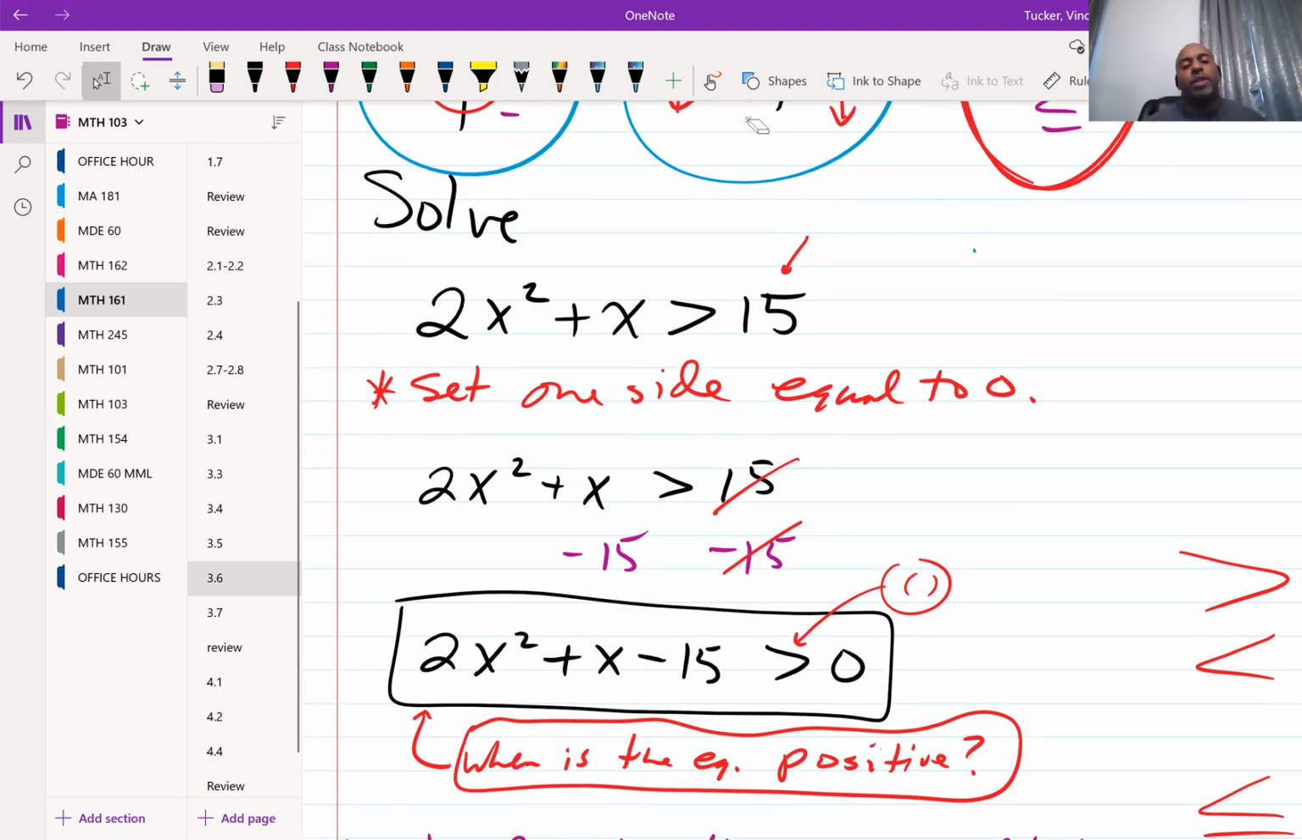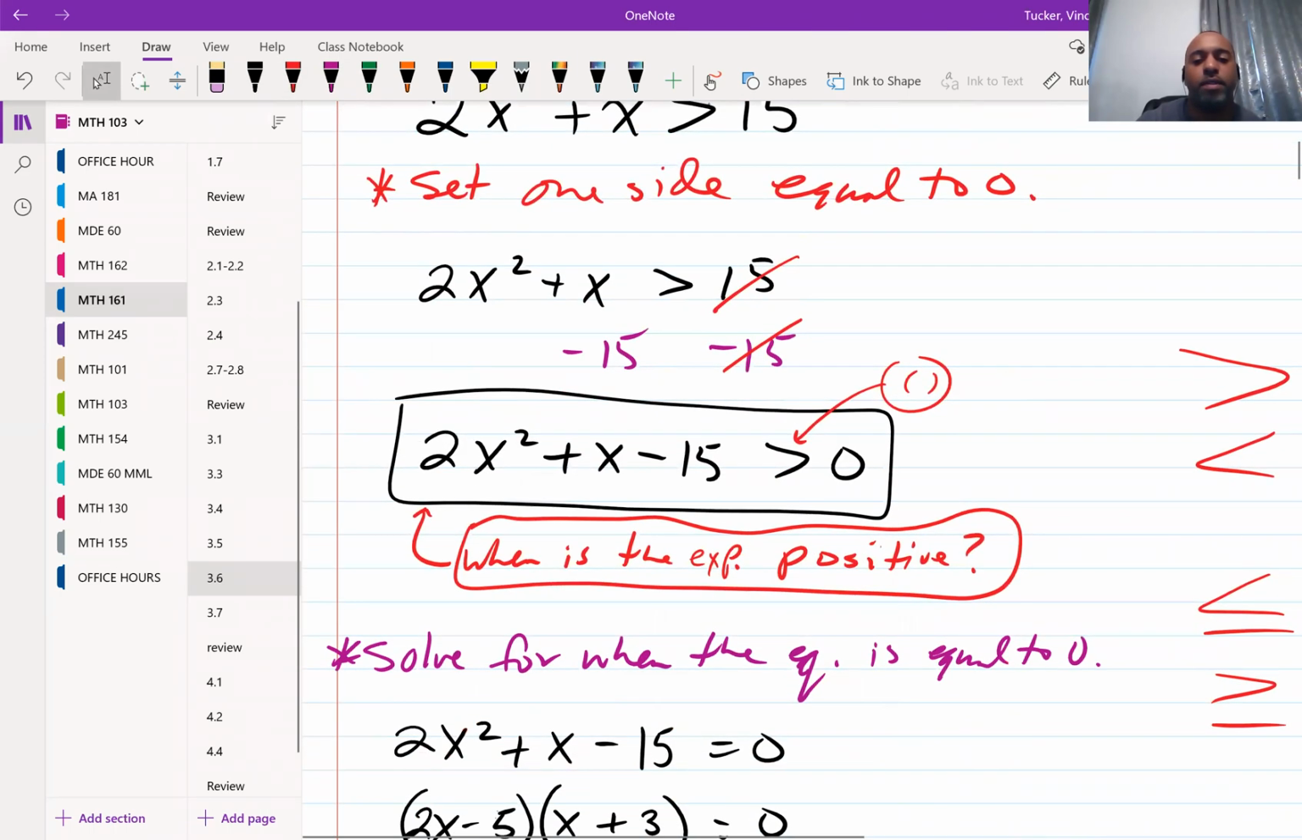So if we want to know when is 2x squared plus x minus 15 greater than 0, in other words, we're saying when is this expression positive? If something is greater than 0, that means it is positive. So we want to know when it is positive.